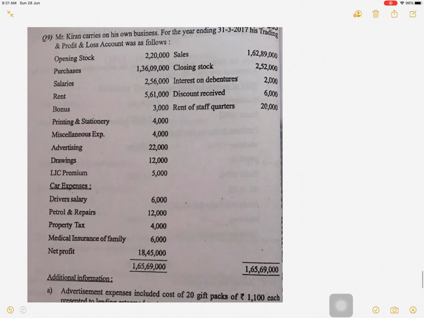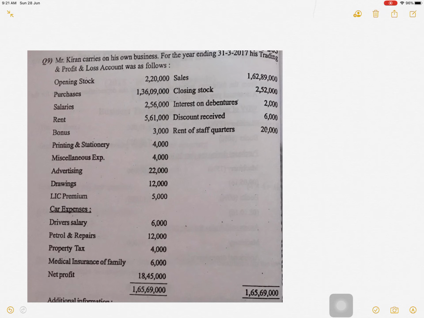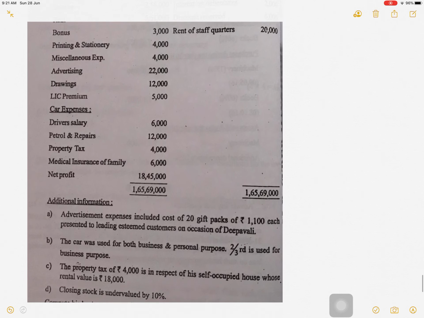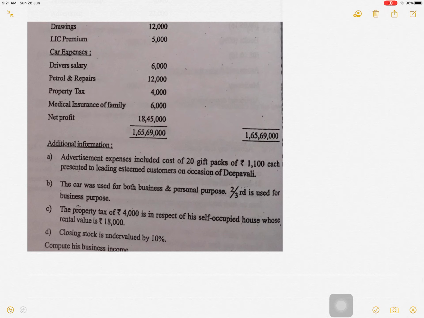Next, medical insurance of family 6,000. This is personal, so you will add 6,000. Sales is given. Closing stock, interest on debenture. Interest on debenture is income from other source. Discount received, rent of staff quarters. Discount received is indirect income. Rent of staff quarters, that is also indirect income. So in your credit side only interest on debenture is income from other source. All other things relate to the business itself, so you are not supposed to do anything about it.